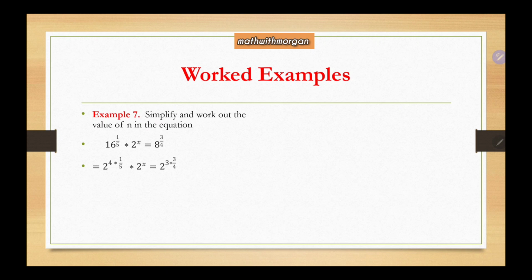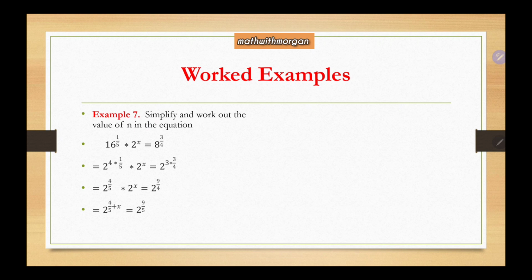So 16 can be written as 2 to the power of 4, times 1/5. Then we have 2 to the power of x, and on the right-hand side, 8 can be written as 2 to the power of 3. So we multiply 3 by 3/4. Now what we're going to get is 2 to the power of 4/5 times 2 to the power of x equals 2 to the power 9 over 4. Since the bases are the same, we're going to add 4/5 to x on the left-hand side, and on the right-hand side we're going to have 9/5.